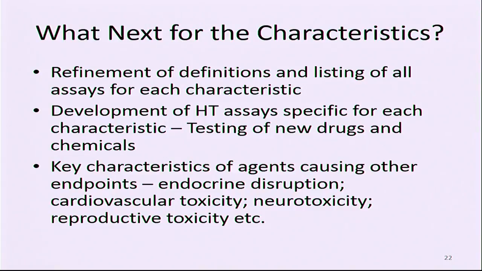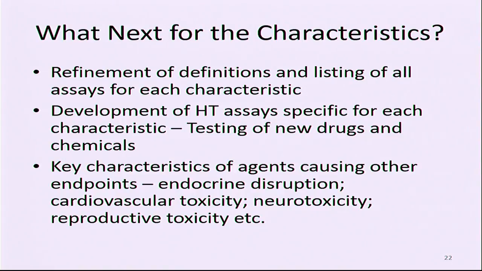So now we have to think about, okay, we have these key characteristics of carcinogens. They seem to be working in terms of analyzing the mechanistic evidence in things like hazard evaluation. What's next for these? Because we developed these a little while ago. So what we're working on now is the refinement of the definitions and listing for all of these key characteristics. And really, what's needed is the development of high-throughput assays which are specific for each of these key characteristics. It's very difficult to fit the current ToxCast and Tox21 data into these key characteristics. And certainly, several pharmaceutical companies have approached me about the idea of developing such assays for the testing of new drugs and pharmaceuticals. And I think this is a very good way to go.